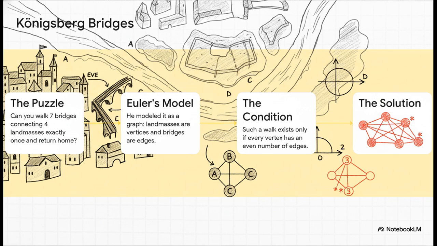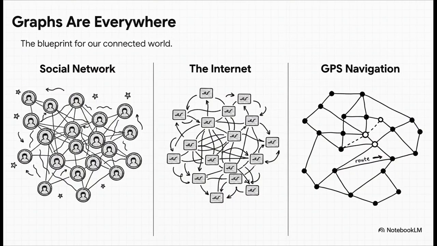All that mattered were the landmasses, which he just drew as dots, and the bridges connecting them, which he drew as lines. And by boiling the problem down to just dots and lines, he basically invented an entire new field of mathematics called graph theory. And that incredibly simple idea, dots and lines, is literally the blueprint for our entire connected world today.